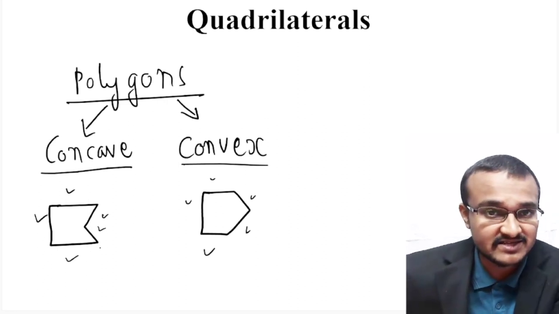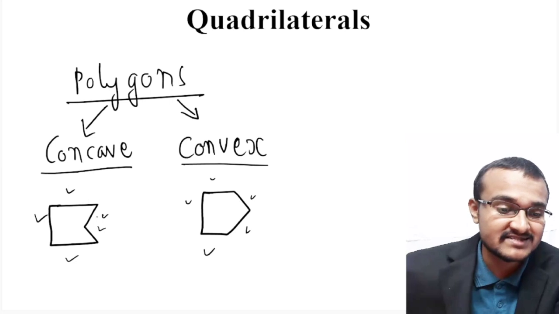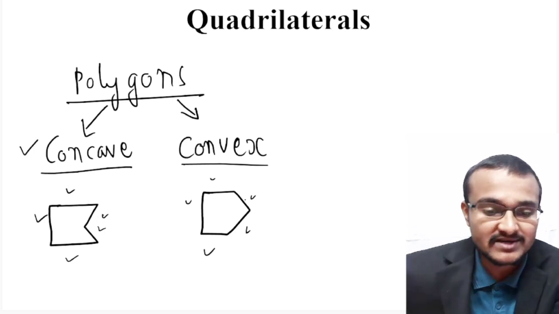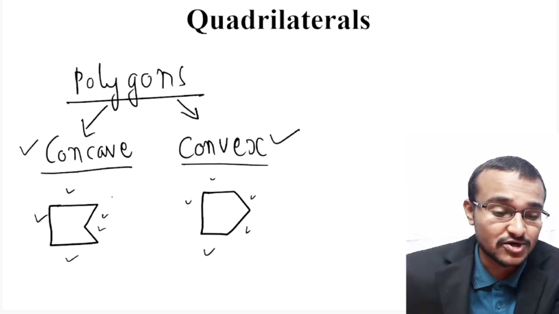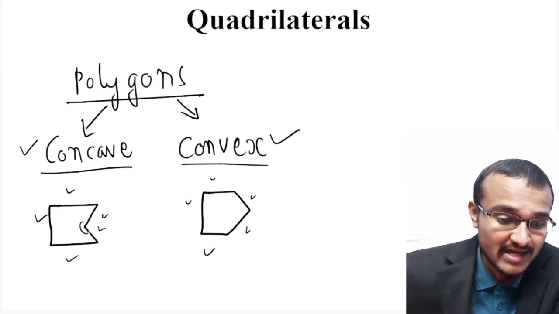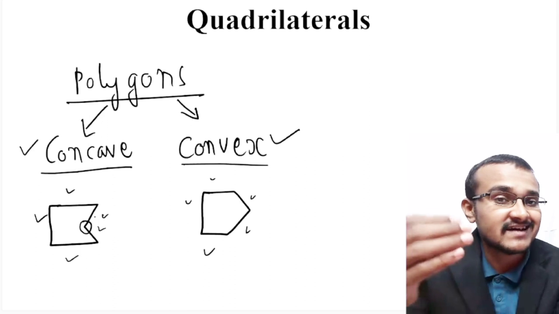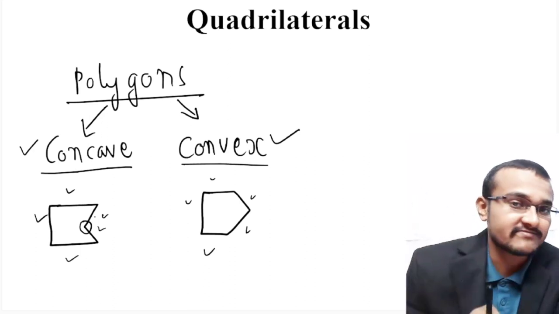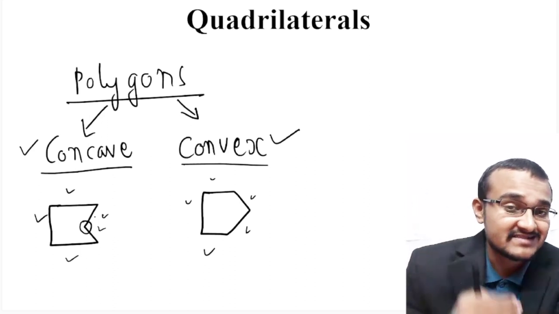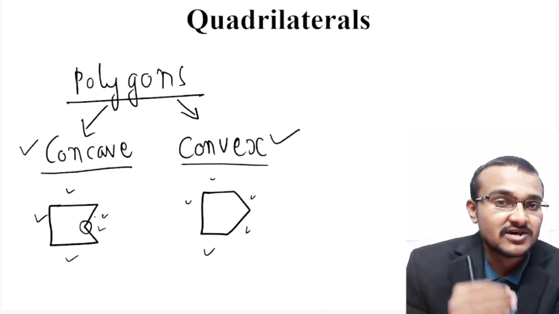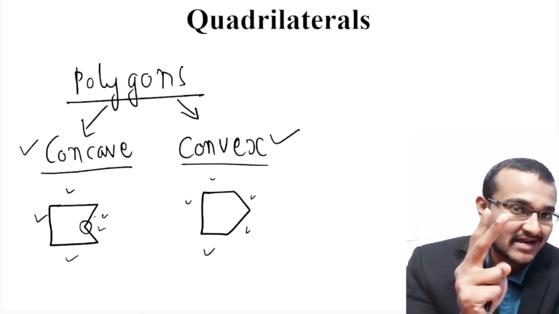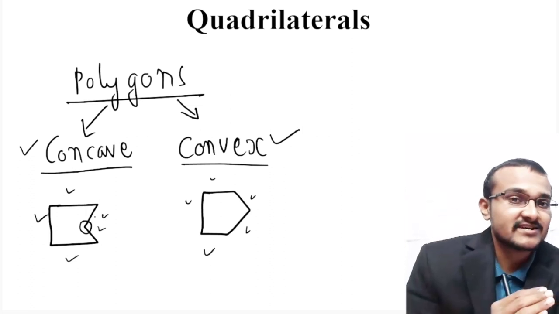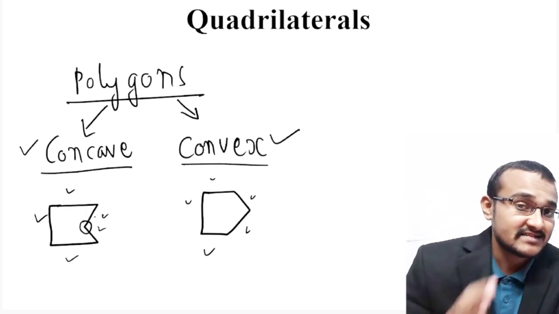Here also five line segments are there. Both are pentagons, but this is known as a concave polygon and this is known as a convex polygon. Why? Because if the point where two line segments meet is in the interior of that particular polygon, then that polygon is a concave polygon. Even if one intersecting point of two line segments is interior to that polygon, then it is a concave polygon.